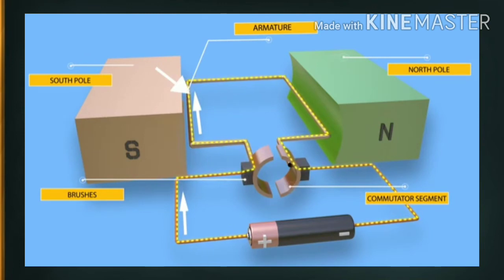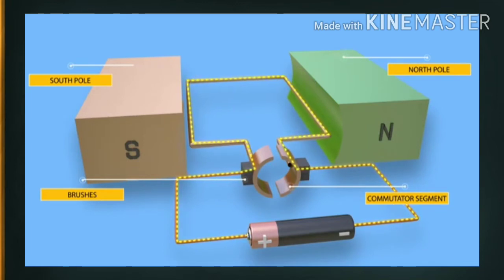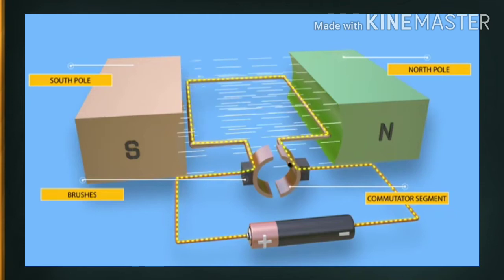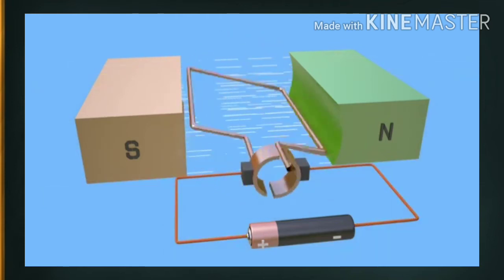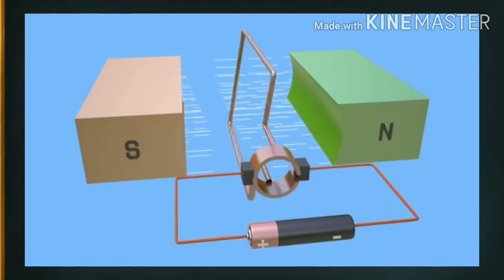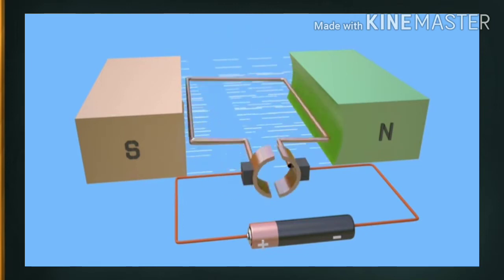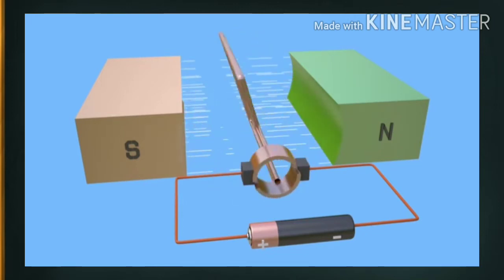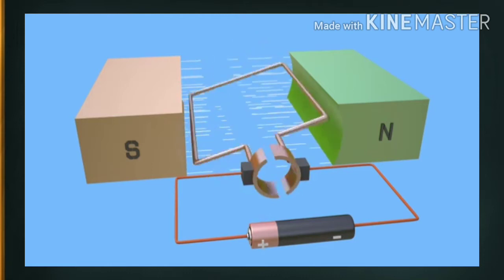Current in the left side flows inward, and current in the right side flows outward. As we see, the conductors are carrying current and are placed in a magnetic field. Both of them experience a mechanical force acting on them. The direction of the mechanical force can be easily determined by applying Fleming's left-hand rule.